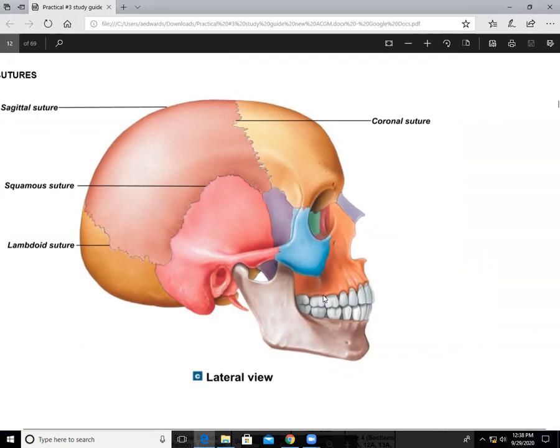I'm going to stop for a minute to let you look at that. At most of your tables, you have a box with a skull in it, so you can open up the box and look at the skulls. This will correspond to lab activity 7. We're looking at 7B, which starts on page 161. On pages 168 to 170, you can start labeling some of the structures that you're seeing there.